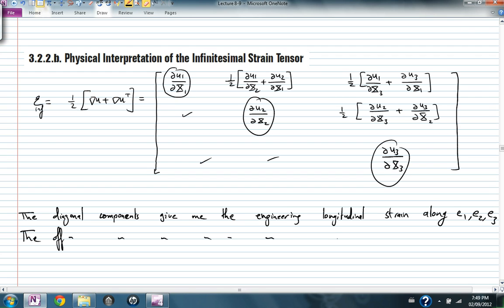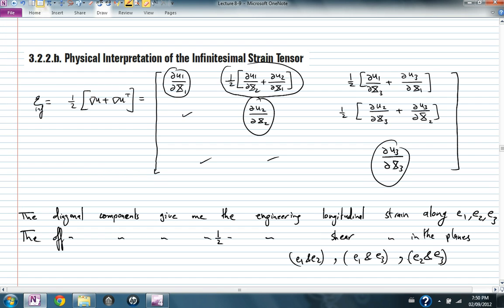The off-diagonal components give me the engineering shear strain in the planes E1 and E2, E1 and E3, and E2 and E3. So this gives me, in fact, half the engineering shear strain in these planes. We're going to study this later when we cover the different strain measures.